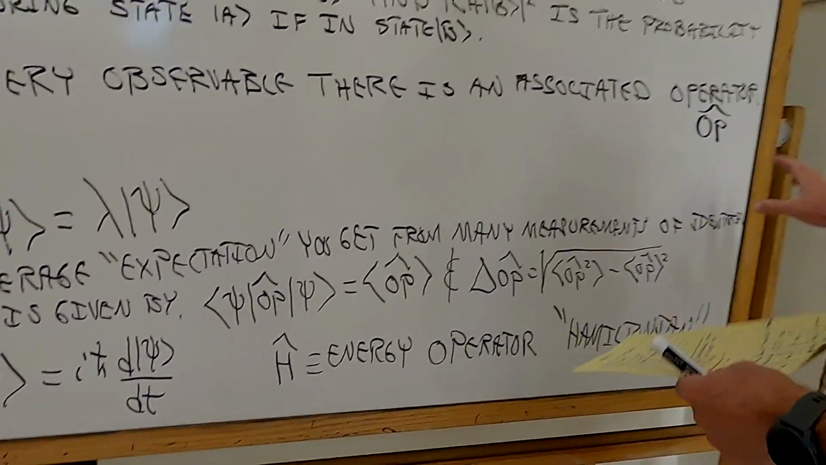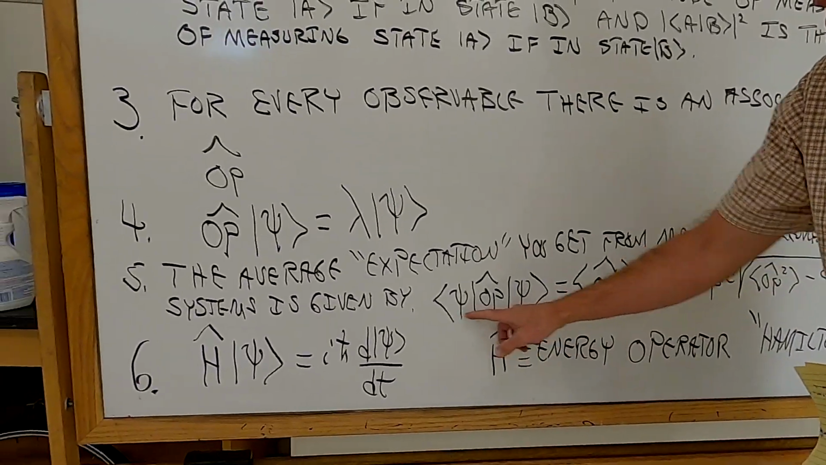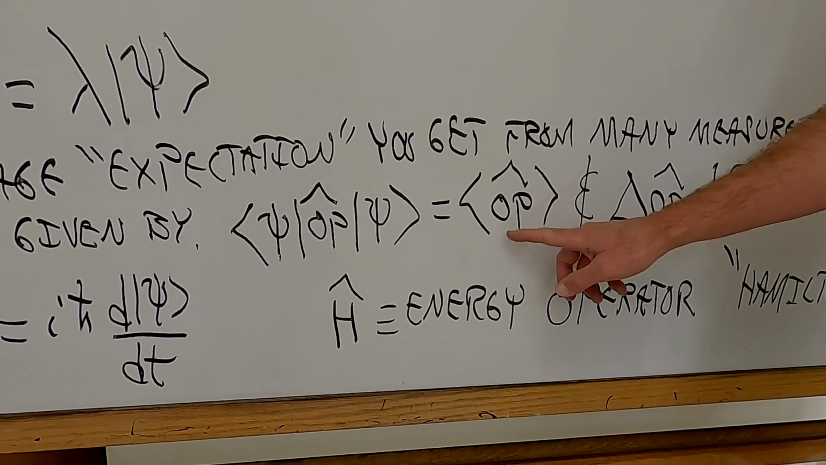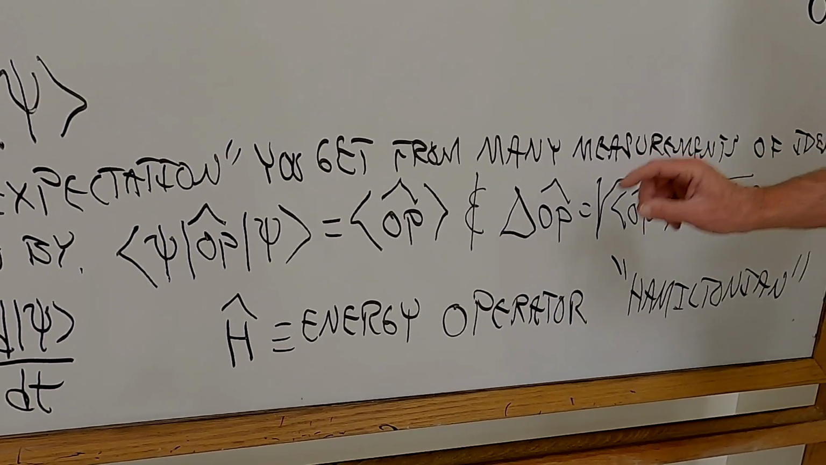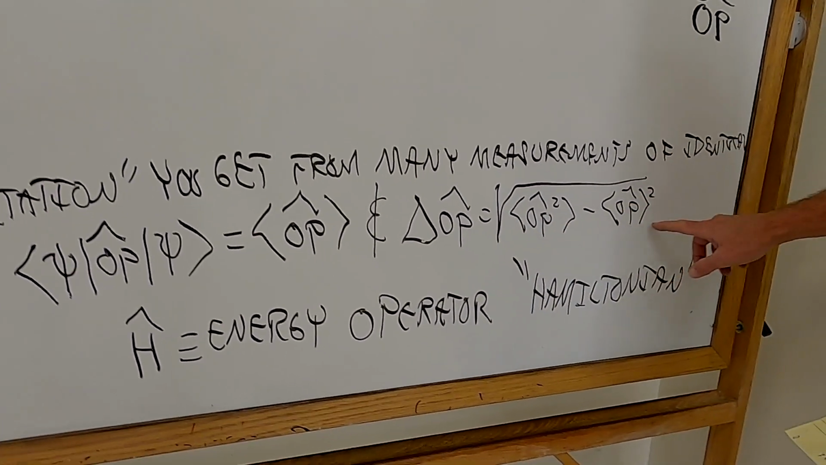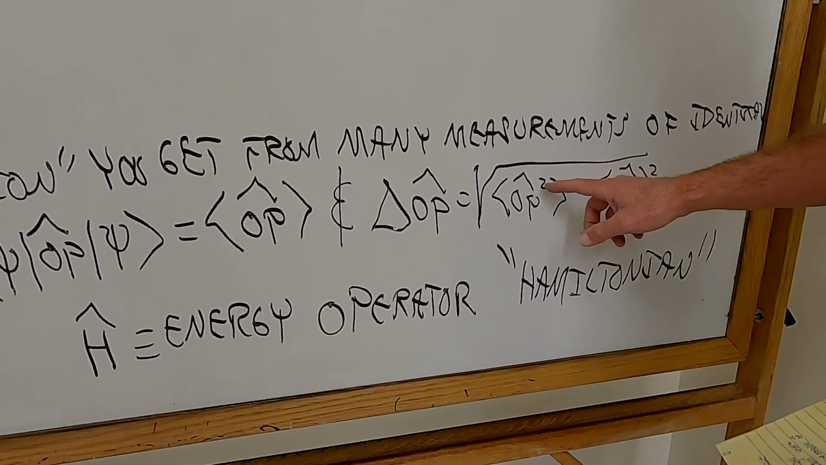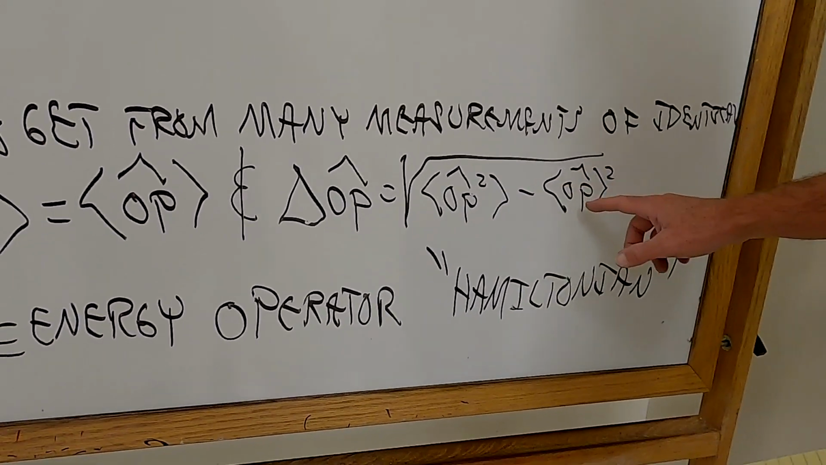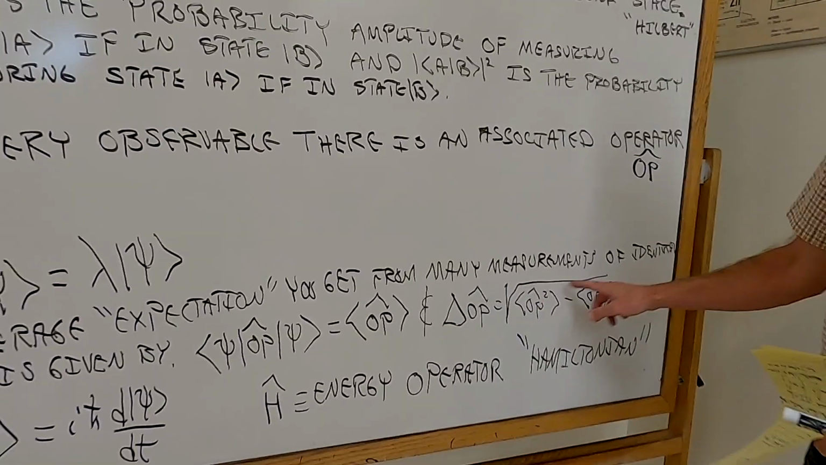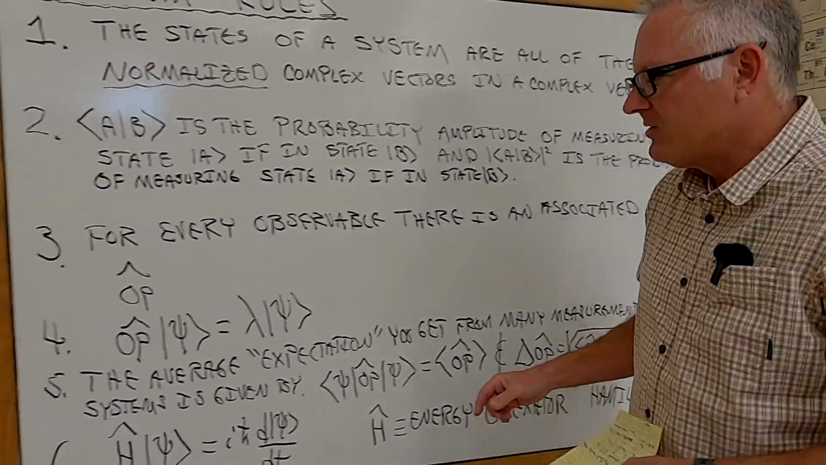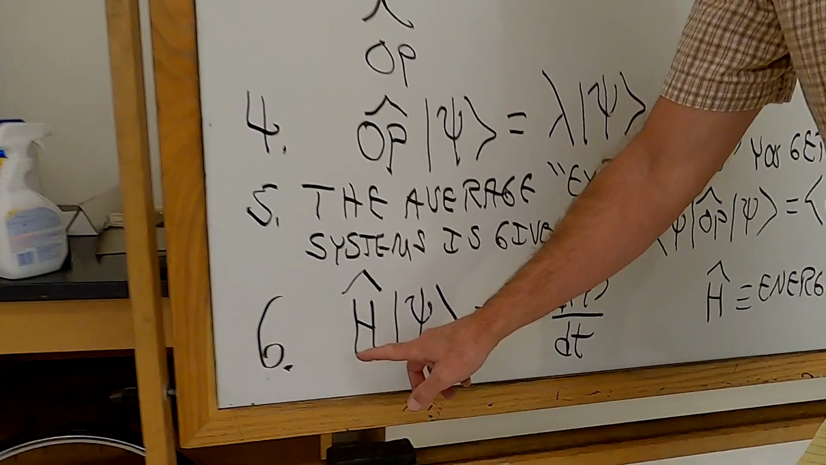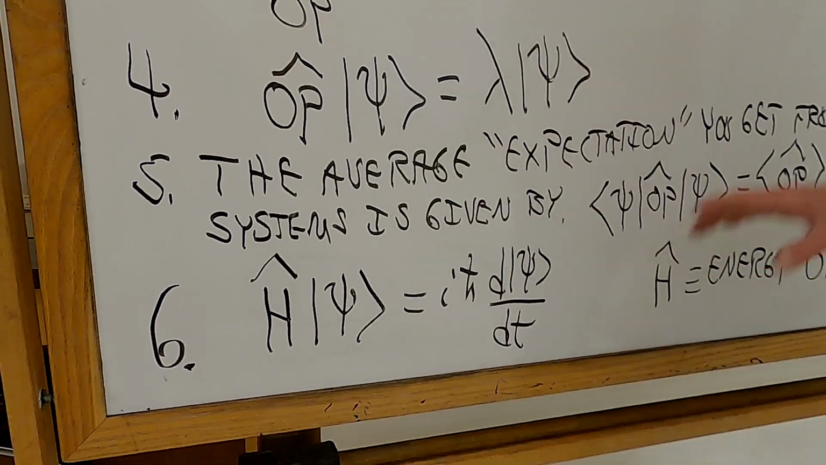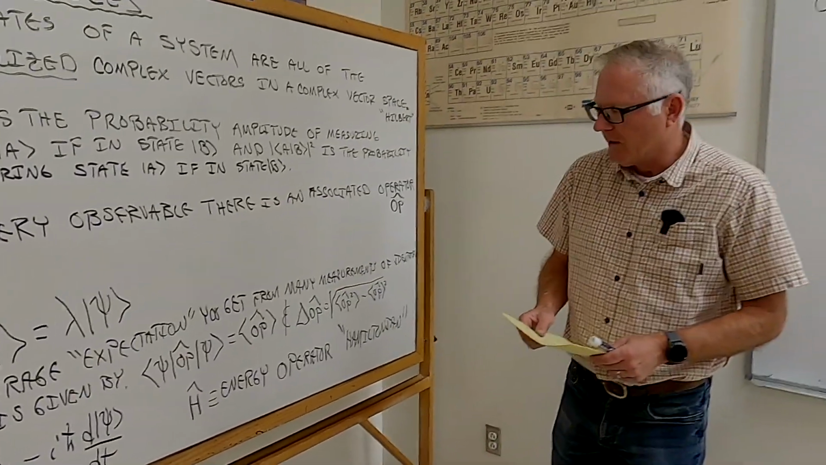We said the average, or expectation value, you get from many measurements of identical systems is given by putting a sandwich in here between the operator, and we designate it like this. This is the average, and the standard deviation of that average is given by this right here. It's the average of the operator squared minus the square of the average. So the square's inside here, the square's outside. And then the last rule: when we operate the energy operator, the Hamiltonian, on our state, this is how it changes with time. So that was all of our quantum rules.